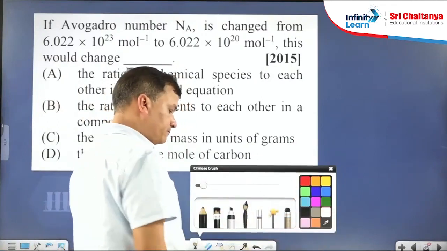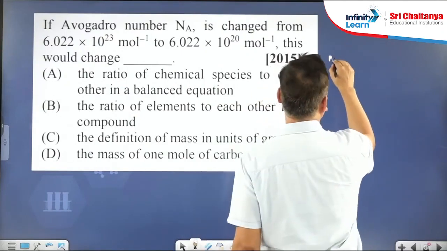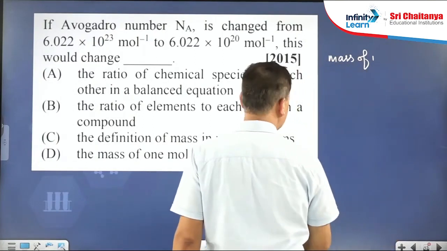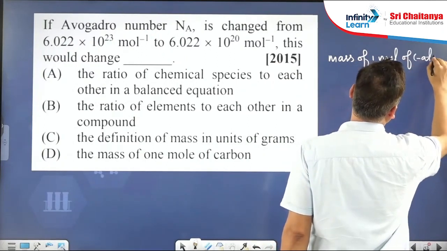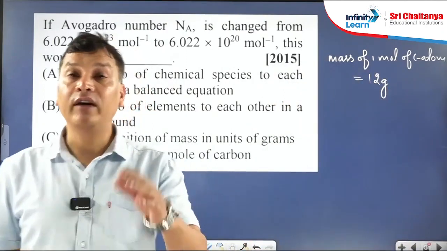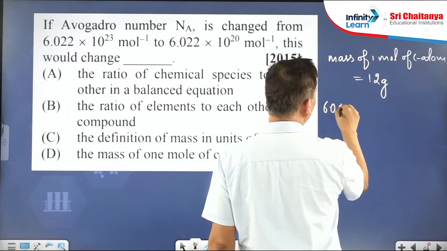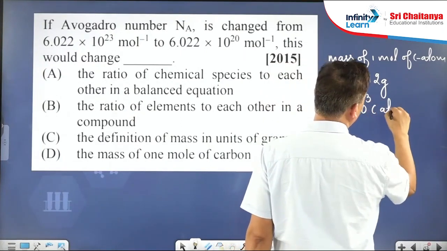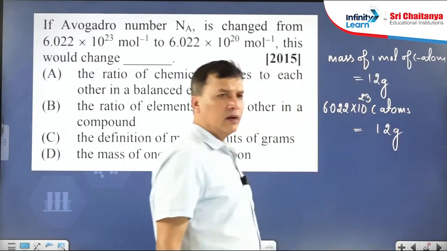Now let me define. I am writing here, that is mass of 1 mole of carbon atoms. From where we consider that? We know that is equal to what? 12 gram. From where we consider that? We consider this from that 6.022 into 10 raised to power 23 carbon atoms. Carbon atom has a mass of what? 12 gram. Confirm this one.